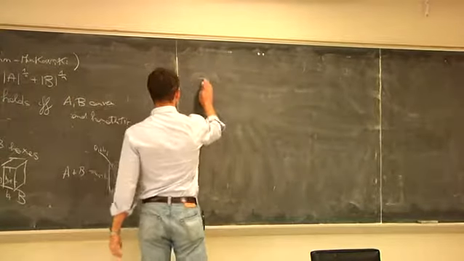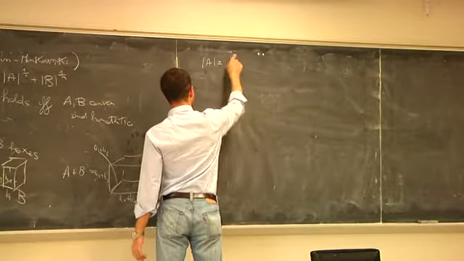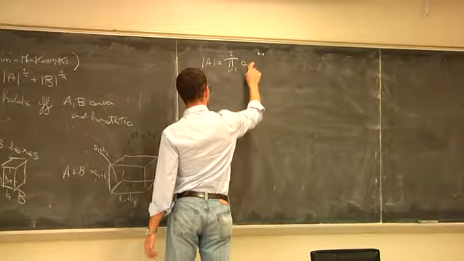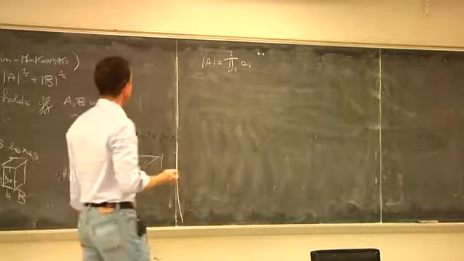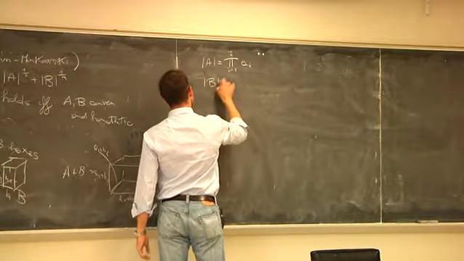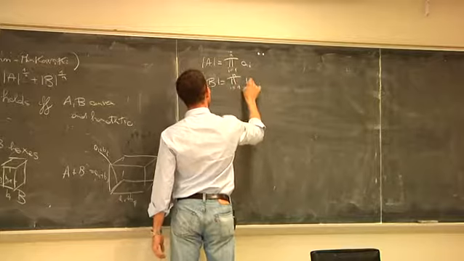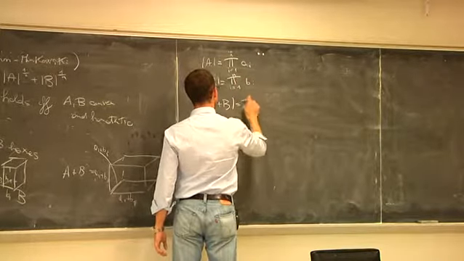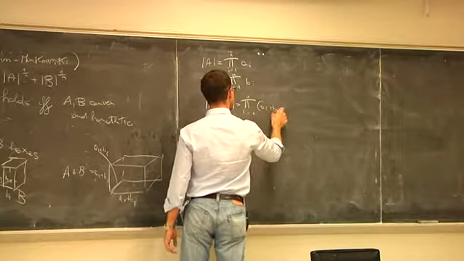So what is the volume of A? The volume of A is just the product from 1 to n of the axes, the sides a_i. The volume of B is the same, the product from 1 to n of the b_i, and the volume of A plus B is the product of the a_i plus b_i.